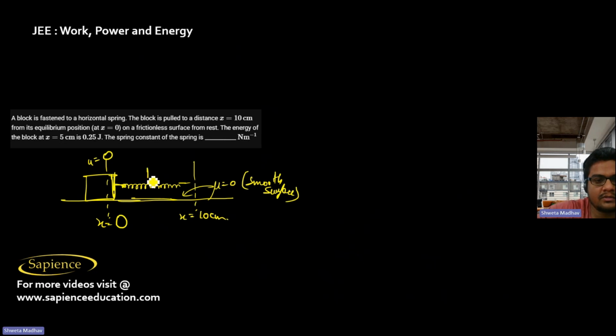So the spring constant of the spring has been asked. It is fastened to a horizontal spring. The energy of the block at x equal to 5 centimeter.